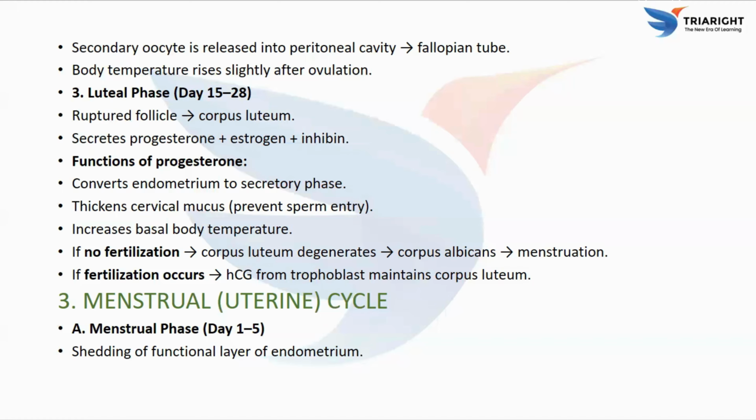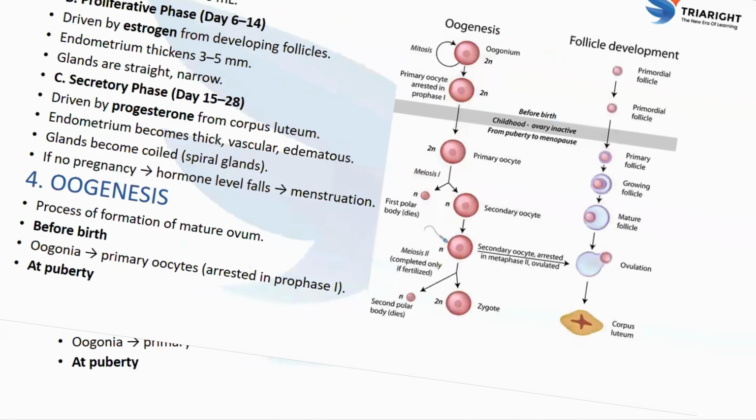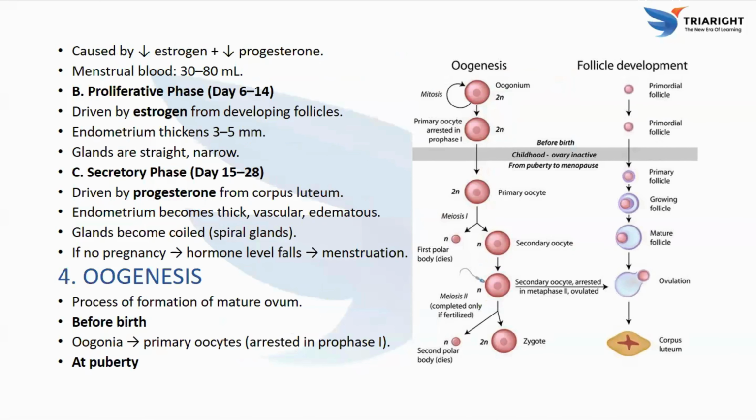So the average blood loss is 30 to 40 milliliters. So the first day of bleeding is day 1 of the new cycle. And estrogen and progesterone are at their lowest levels. So FSH starts rising again to prepare new follicles.